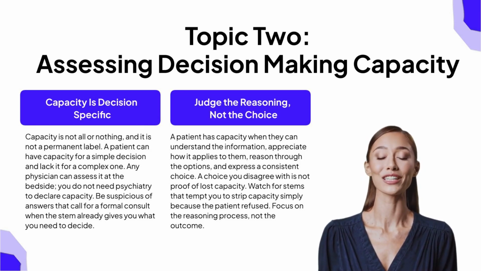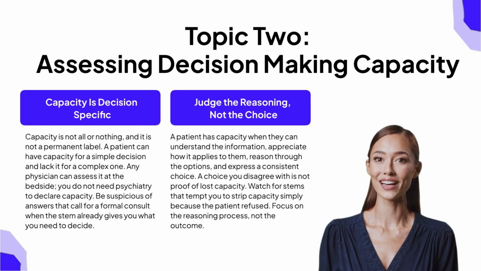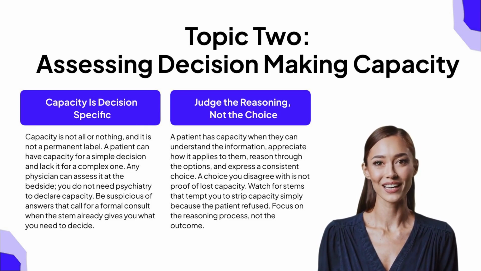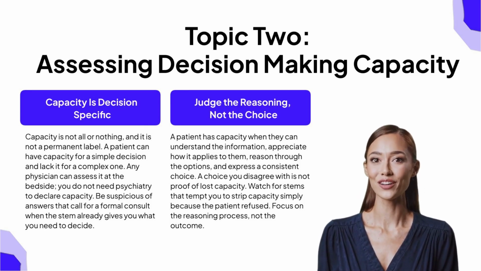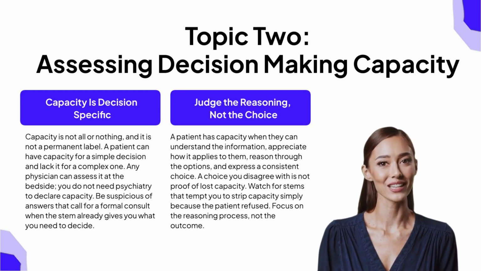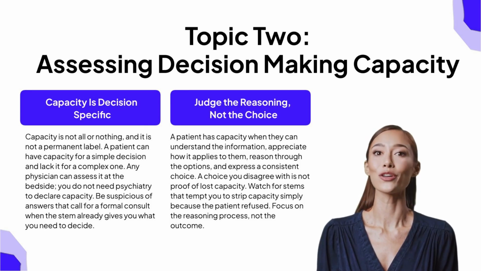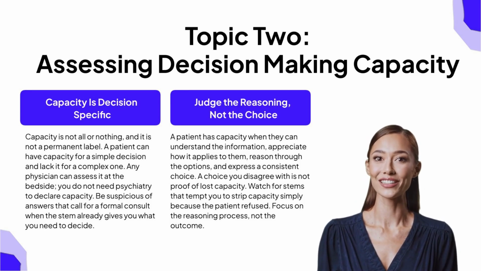Second, judge the reasoning, not the choice. A patient has capacity when they can understand the relevant information, appreciate how it applies to their own situation, reason through the options, and communicate a consistent choice. The single most common trap is a stem that pressures you to declare a patient incapable just because they made a decision the team dislikes. Disagreeing with the doctor is not a loss of capacity. Look at how the patient is thinking, not at what they decided.